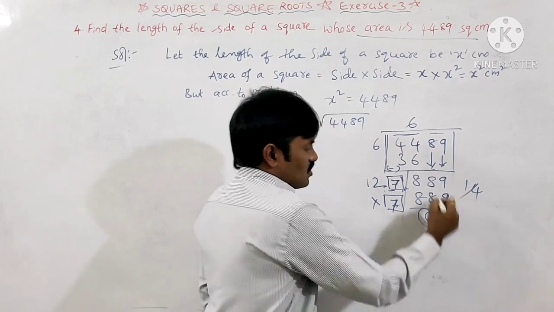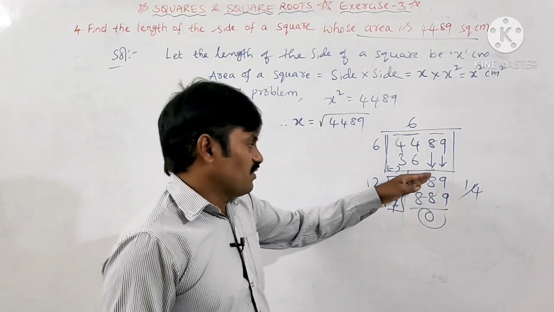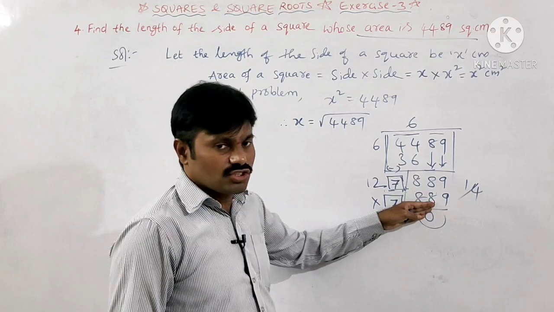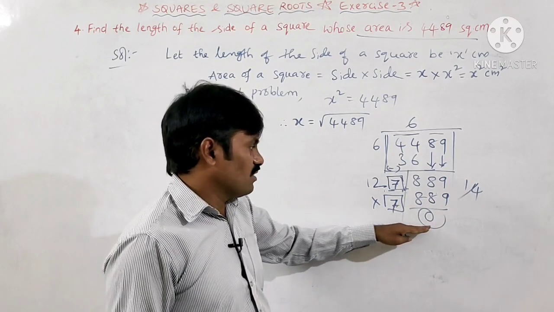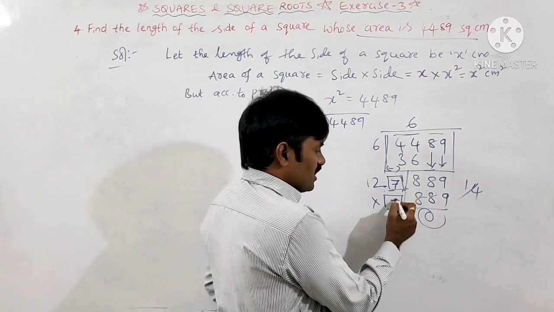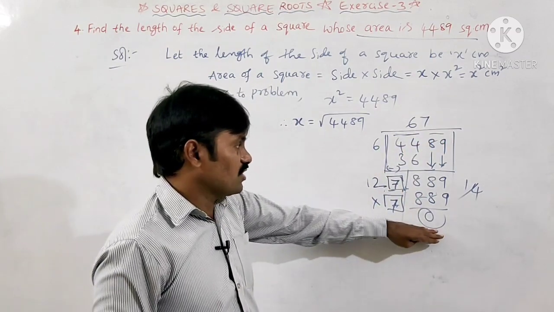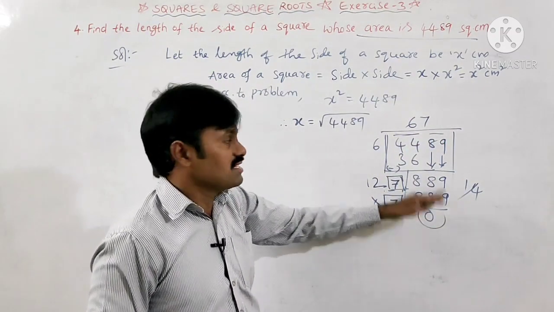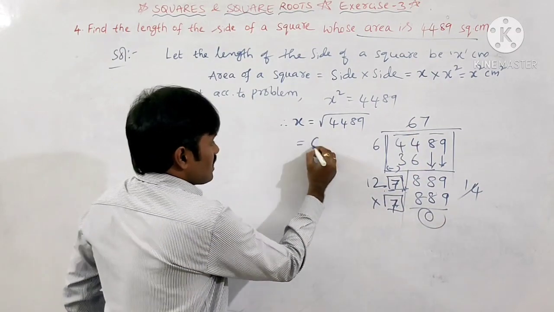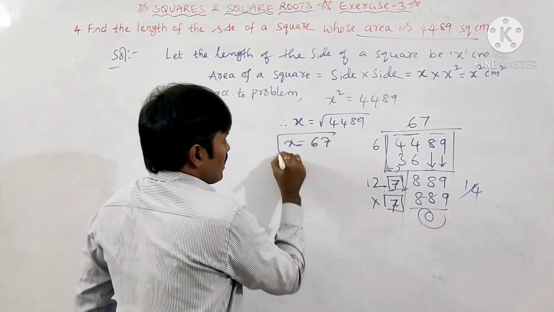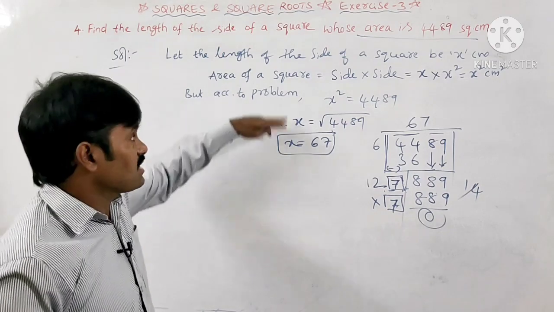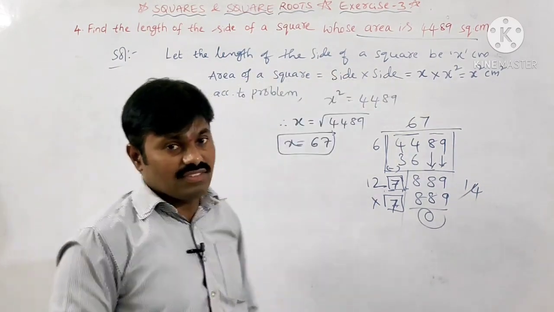Yes. So if you find the difference of these two, we get 0. So here we have the suitable digit 7 now. So in the quotient also you have to write that 7. At what quotient did we get remainder 0? 67. So here the answer is 67. So what is the value of x? 67. What is meant by x? That is the length of the side of the square.